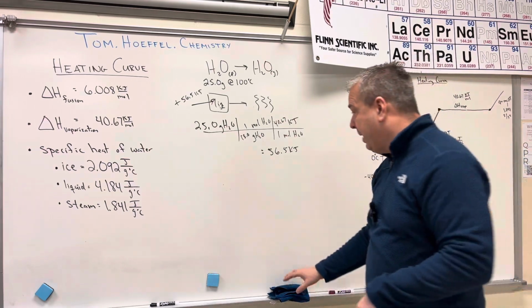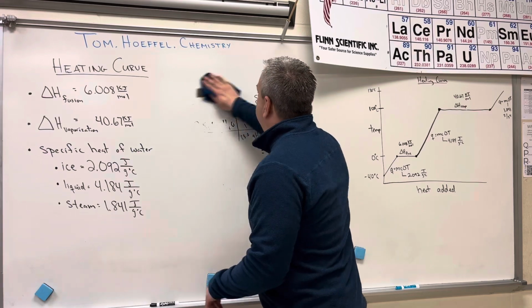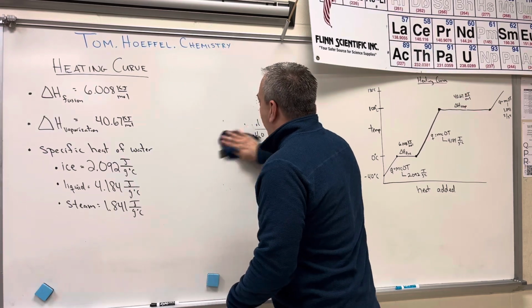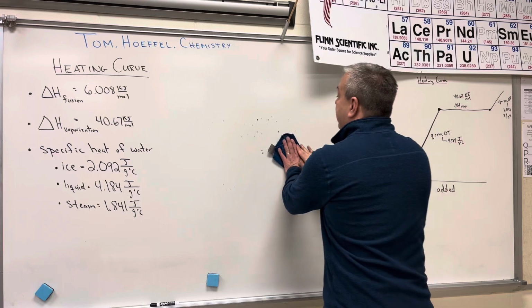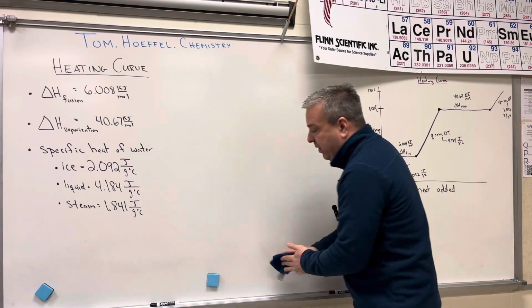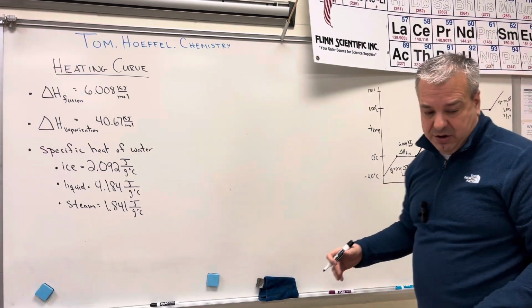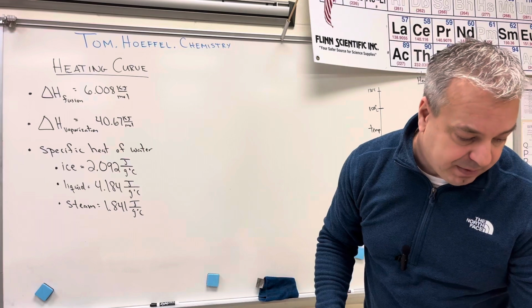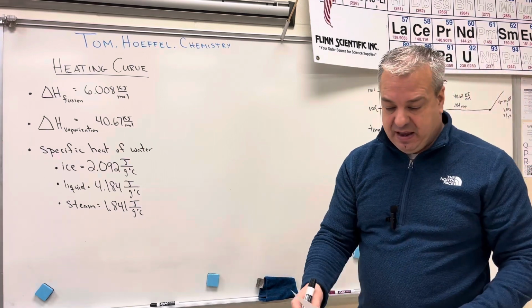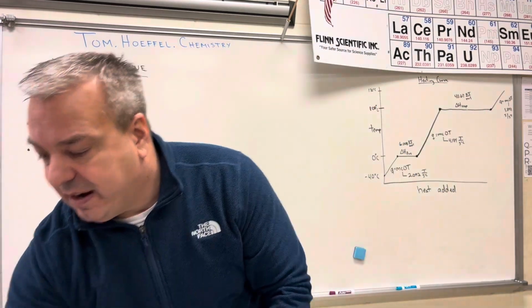This is the last problem of the video, and it's going to include all parts of the heating curve. So we're going to start out with some ice that is very, very cold, like below 0 degrees Celsius, and then we're going to heat it up to steam, to a temperature that's above 100 degrees Celsius. So the problem will work something like this. Got the right page now.